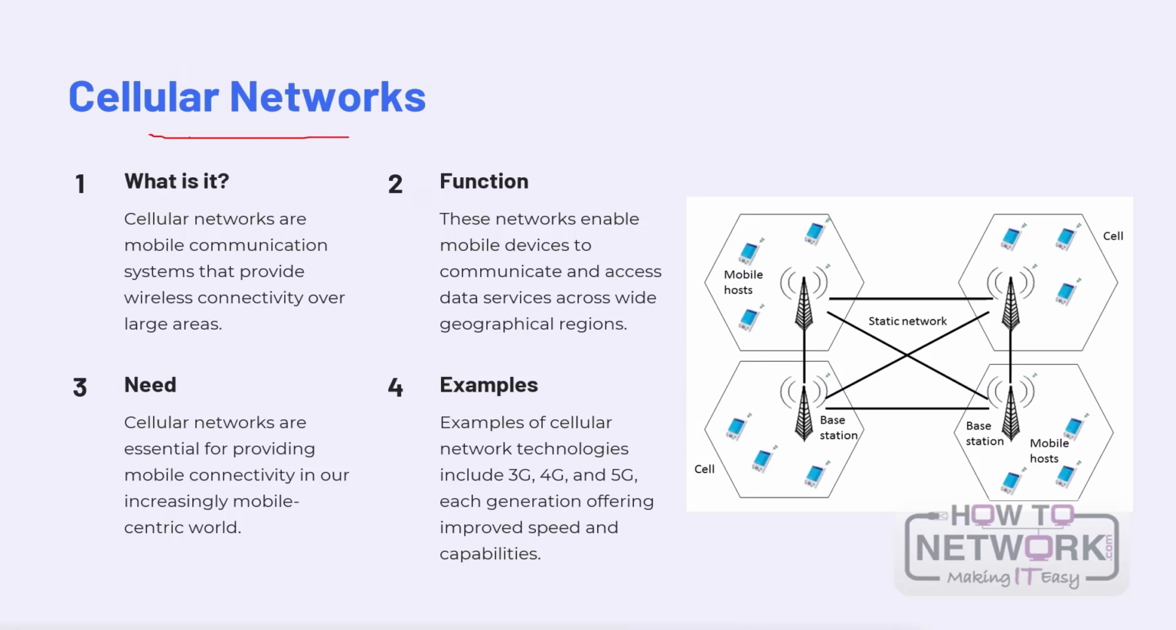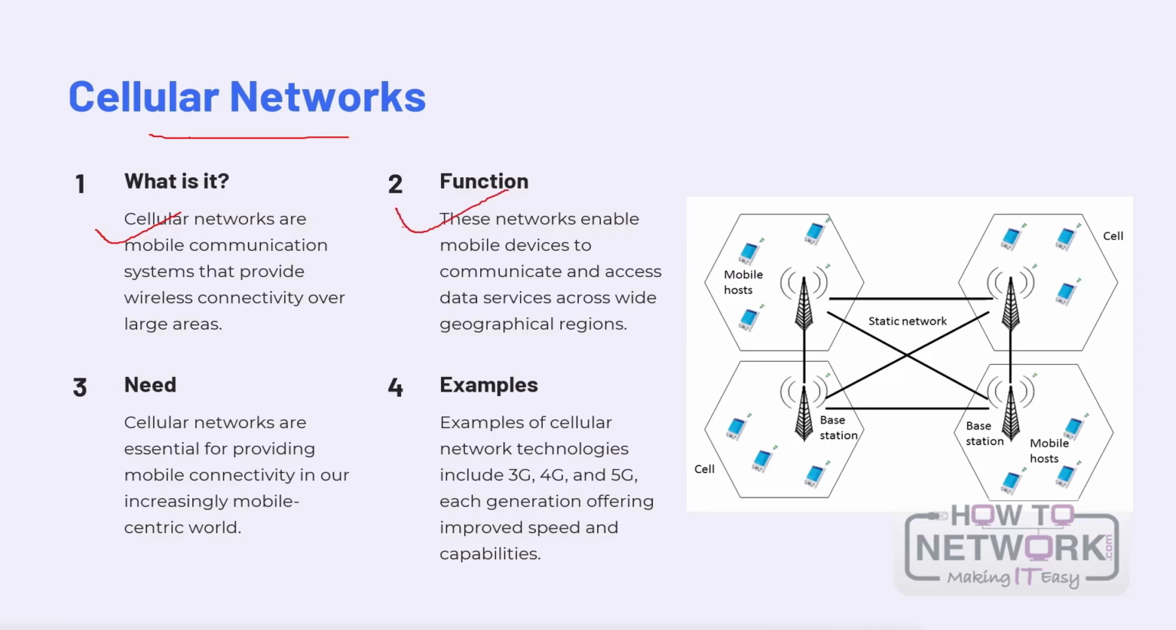Now let's talk about cellular networks. So cellular networks are mobile communication systems that provide wireless connectivity over large areas. They utilize a cellular architecture, dividing a geographical region into smaller cells, each with a base station or cell tower. And these towers transmit and receive radio signals to and from mobile devices within their coverage areas.